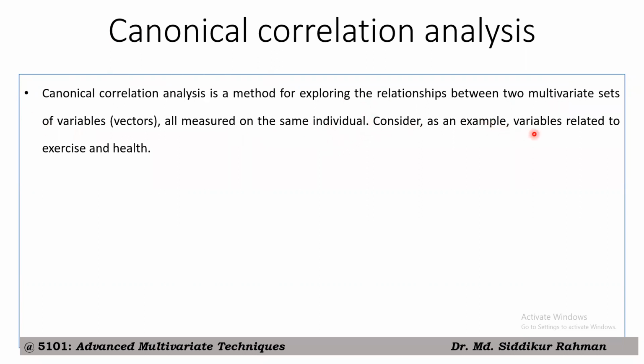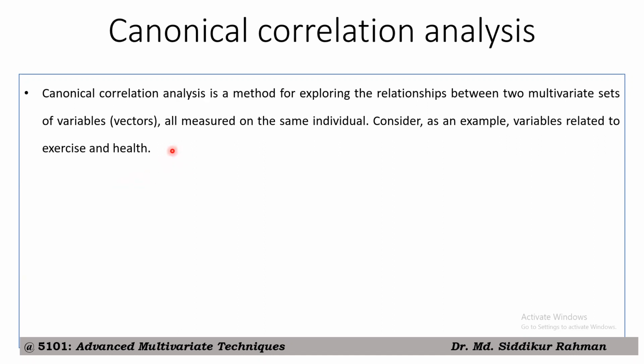So consider an example, variables related to exercise and health, right? So you can consider two variables here, exercise and health. So you can simply apply correlation analysis to see the relationship. Is there any relationship between exercise and health? So you can take help from correlation analysis, but I'm not sure about canonical correlation because we were talking about the multivariate set, right?